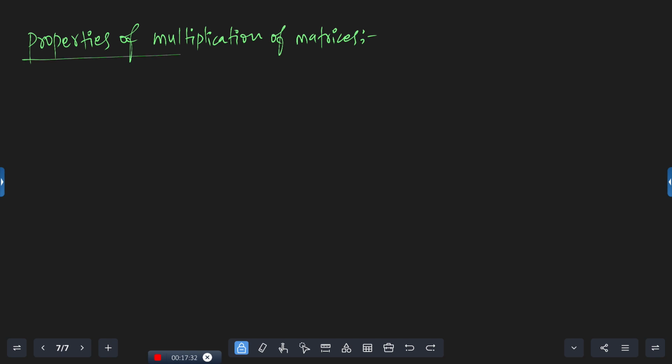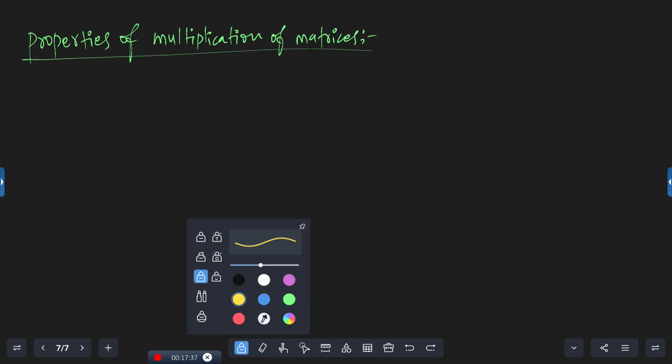Then we'll go to the properties of multiplication of matrices. Topic: properties of multiplication of matrices. Okay, so we'll see that.